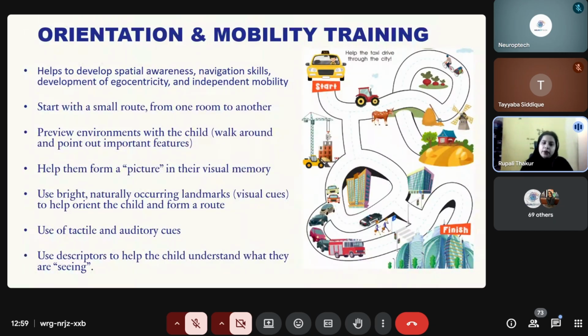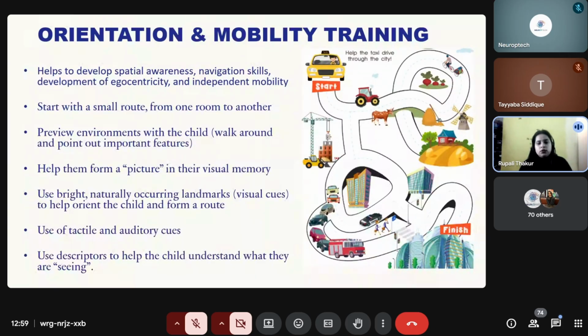Then help them build pictures in their visual memory, because visual memory is a task for a CVI child. Suppose you take your parents' picture and the same one in a photo frame, then tell the child the difference between the pictures. You can also use bright, naturally occurring landmarks and visual cues to help orient the child on a route. If you are taking them out, tell them about it. Use tactile and auditory cues too. If visuals are not good, use these two tools, which will help you more.